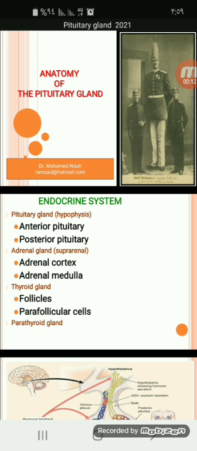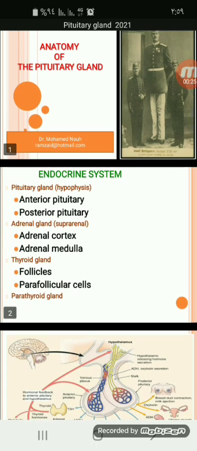Today, I am here to talk about the anatomy of the pituitary gland. But before talking about the pituitary gland, let me brief you about the endocrine system. The endocrine system is one of the major systems that control the body functions. It works along with the nervous system, in close relation with the nervous system, and also in close relation with the cardiovascular system.